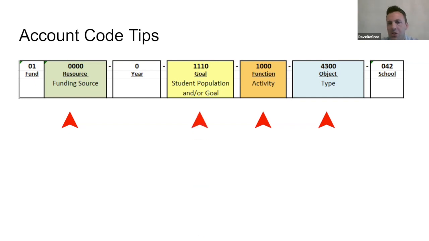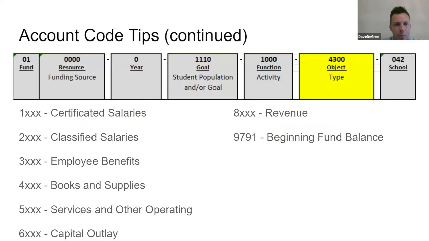Lastly, I look at the goal segment. What goal is most appropriate in this case, which describes the student population, or more specifically, the goal that you're trying to reach, whether it's maybe for AVID or some other very specific goal. I'll talk about this more in later slides.